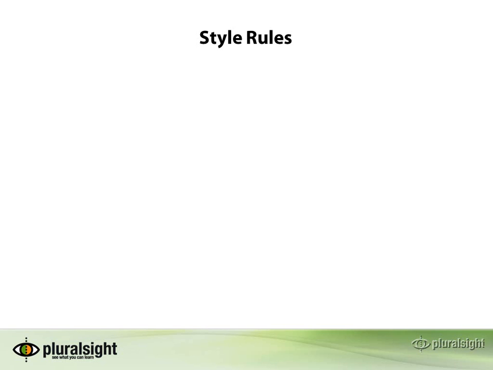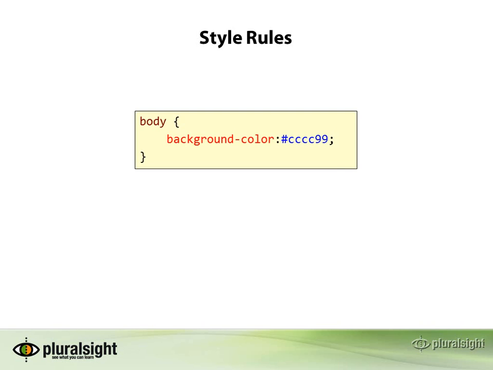The CSS specifications that we just talked about will tell us how to format a style rule. Style rules follow a very simple format. First, you have a selector, and then you have a set of name-value pairs. The selector will tell the browser where to apply a rule.